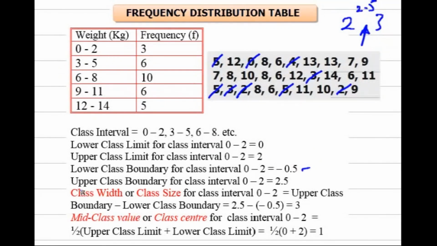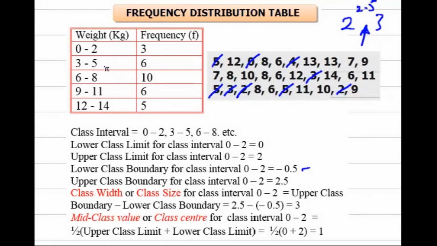So that's why the upper class boundary for class interval 0 to 2 is 2.5. Then the lower class boundary, you subtract 0.5 from the lower limit there. So that's why you have the class width. You have class width now. Class width is from the lowest here to the highest here, and remember we are going 0.5 lower and 0.5 higher.